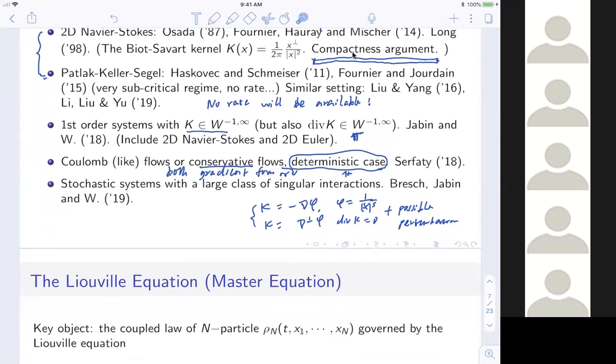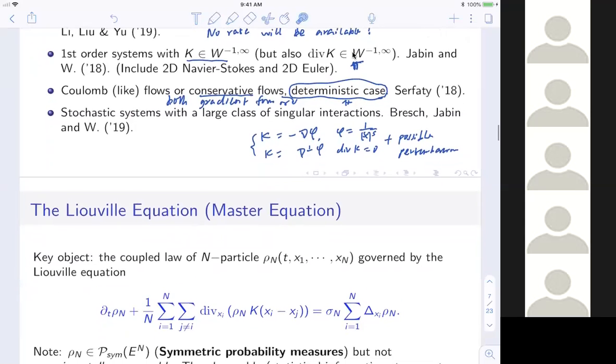We consider stochastic systems, but those stochastic systems can have vanishing noise. So the strength of the noise can go to 0 as n goes to infinity. And this basically couples our previous relative entropy method and Serfaty's modulated energy method. I will show that in the last part.